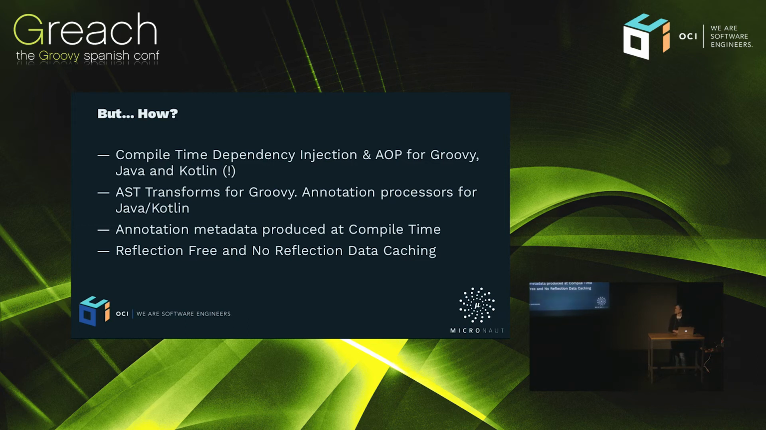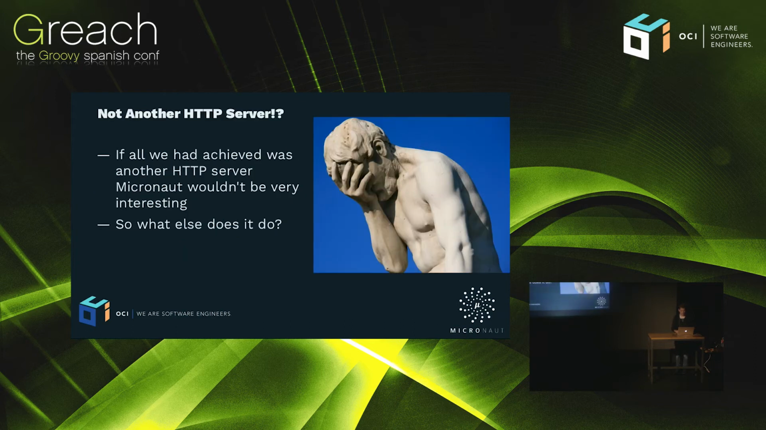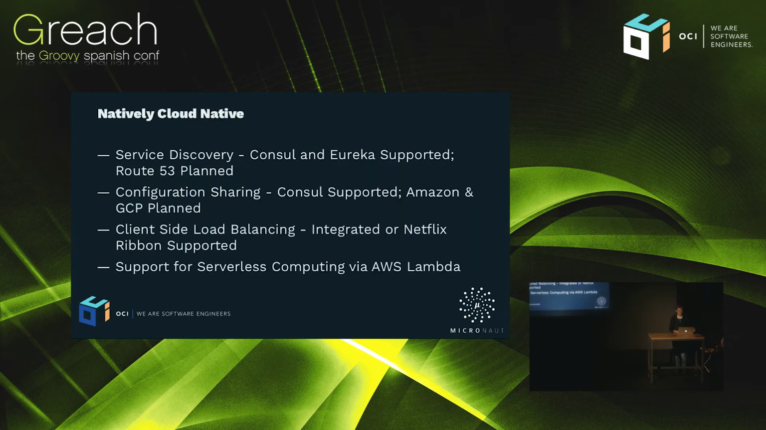Annotation metadata is all produced at compile time. The proxies are produced at compile time, and all of the bean definitions produced at compile time are completely reflection-free. That means that stack traces are shorter, and it's less difficult to debug. There's no reflection data caching, so your memory consumption is dramatically smaller. But like I said, if we had produced just another HTTP server, this would not be very impressive, but we've done a heck of a lot more than that.